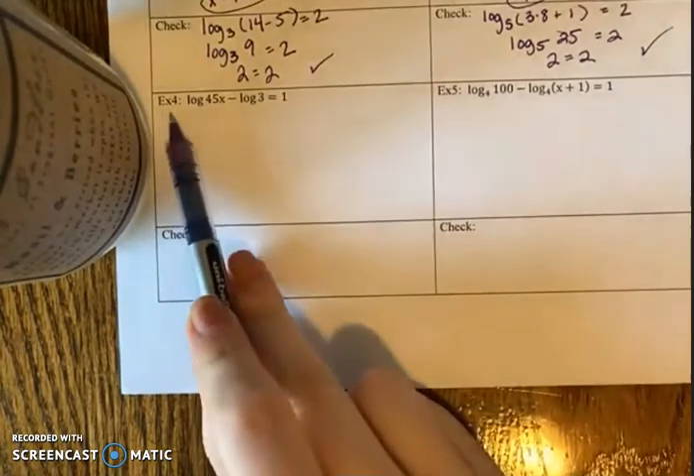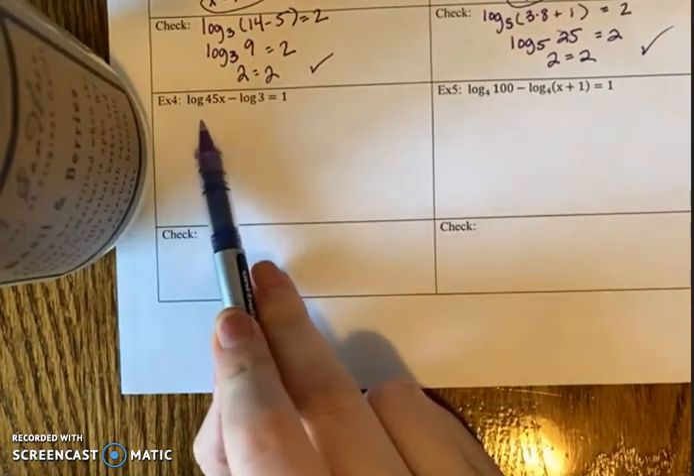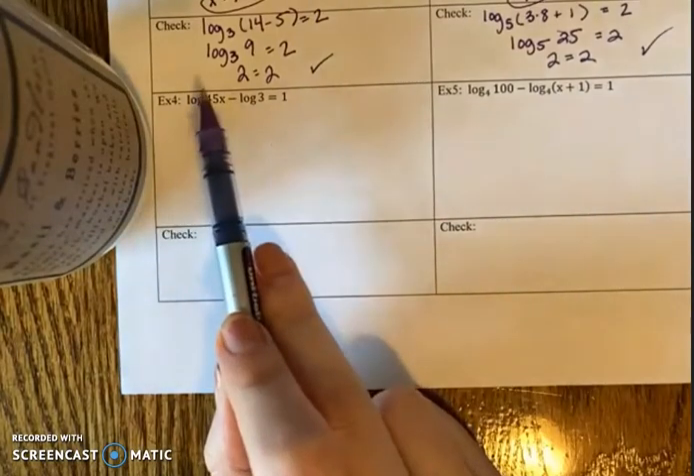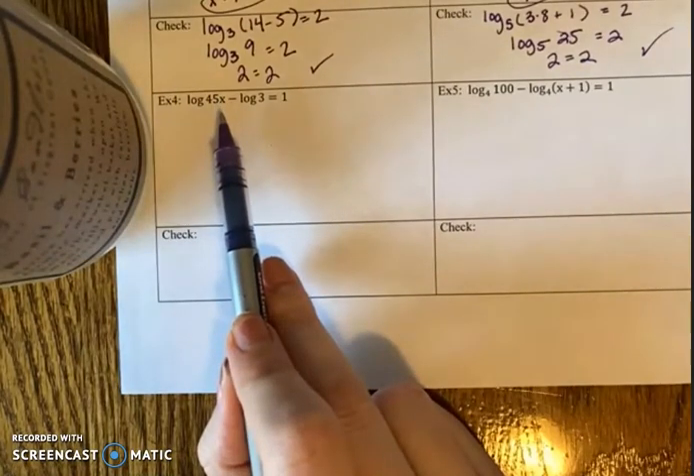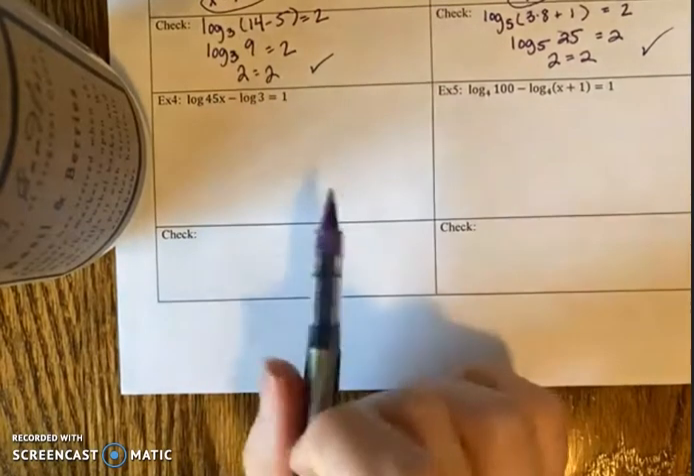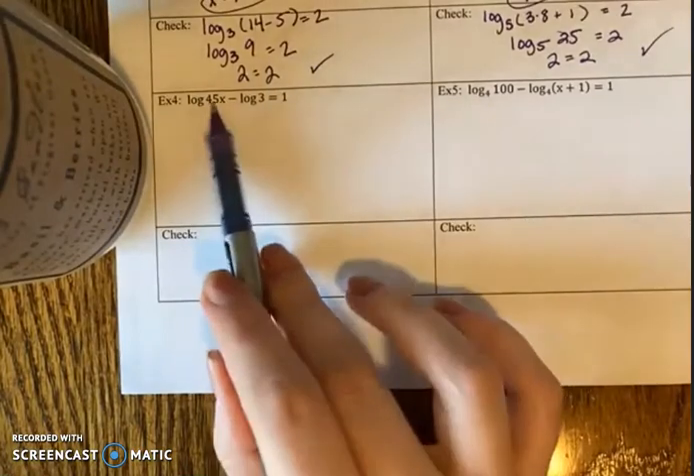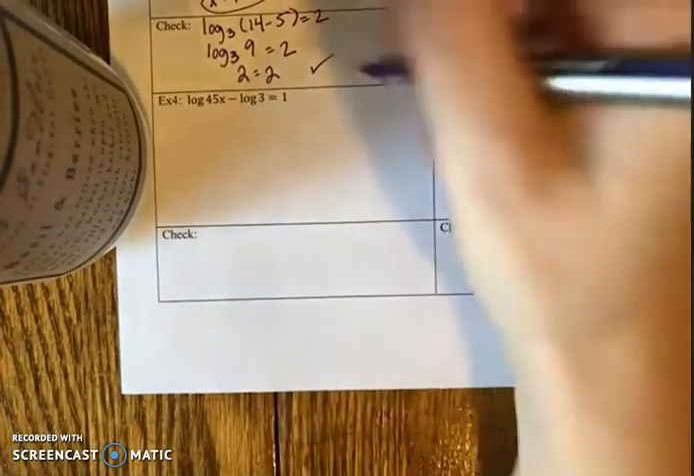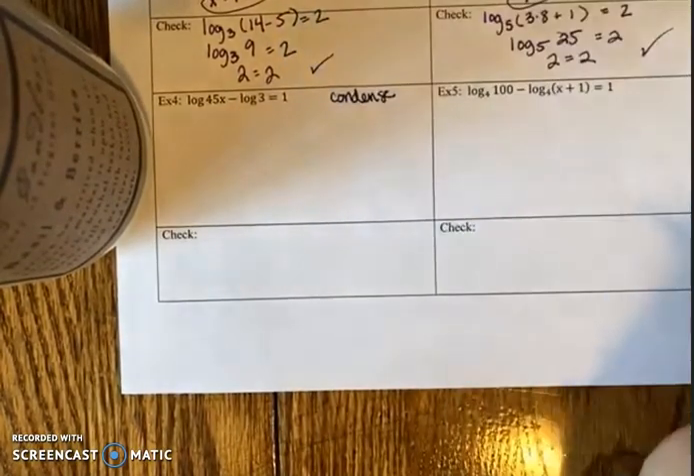Example 4. I cannot take the logarithm, or excuse me, I cannot exponentiate each side yet. Something I haven't mentioned before, because it hasn't come up, is that when you exponentiate each side, you can only have one logarithm. I have 2 here. So what we're going to have to do is condense using our properties of logarithms.